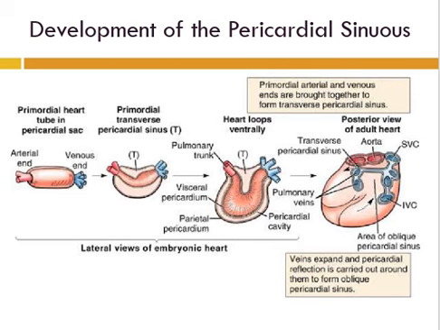In this picture, you can see at the left side, and then in the picture ventrally, mention T, which shows the transverse pericardial sinus. Here is the location of the transverse pericardial sinus. Now, in the last picture of this diagram, the primordial arterial and venous ends of the developing heart are brought together, forming the transverse pericardial sinus. It shows the actual location of the transverse pericardial sinus.